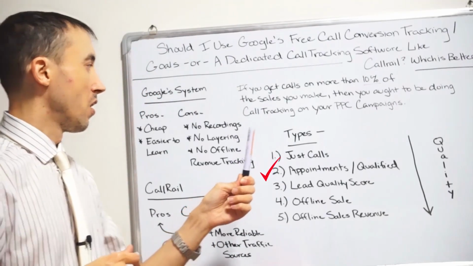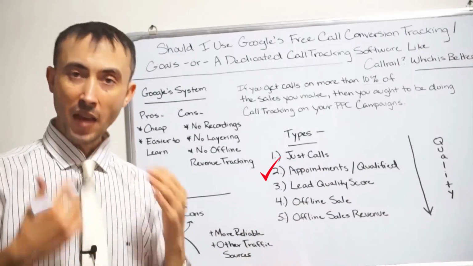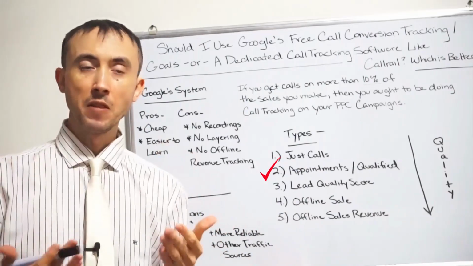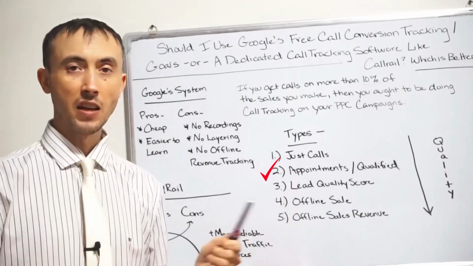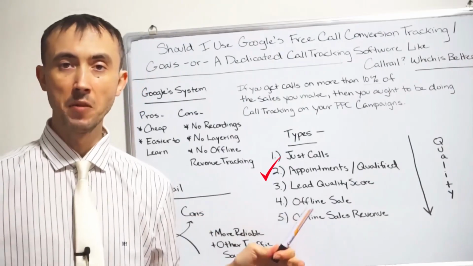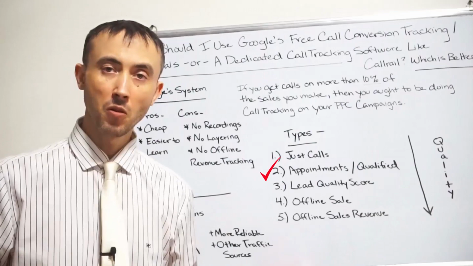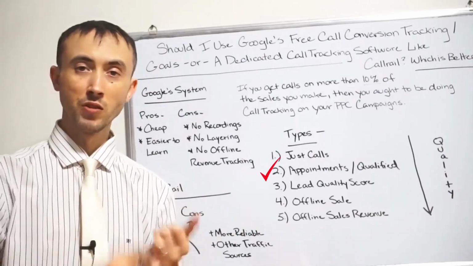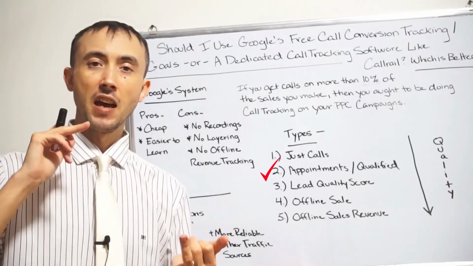So anyway, for that reason, I'm going to say right off the top that you use call tracking, and Callrail is the software I would recommend. I use it all the time. If somebody says they want to use a different one, I say Callrail's much more reliable and less hassle to work with.